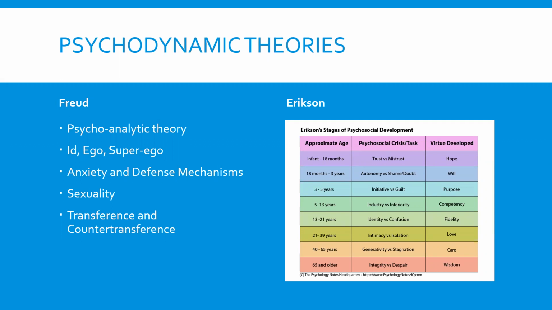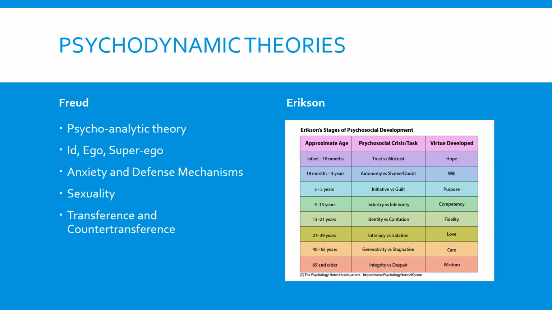He also proposed the id, the ego, and the superego. He is the basis for identifying different types of anxiety responses and defense mechanisms. He also had a lot of theories on sexuality and how we're sexually driven to certain individuals. And then he also created the concept of transference and countertransference, which is going to be a key aspect of psychiatric nursing.